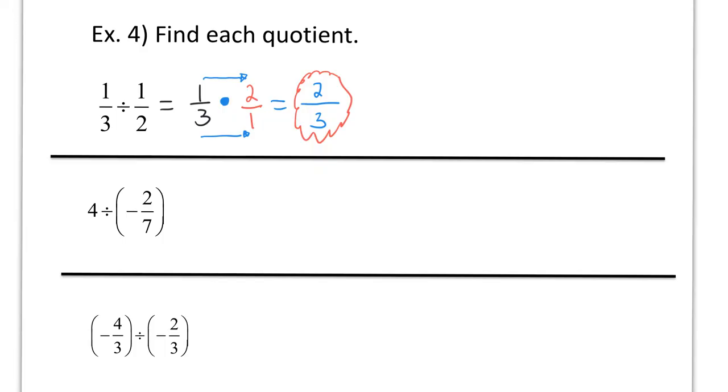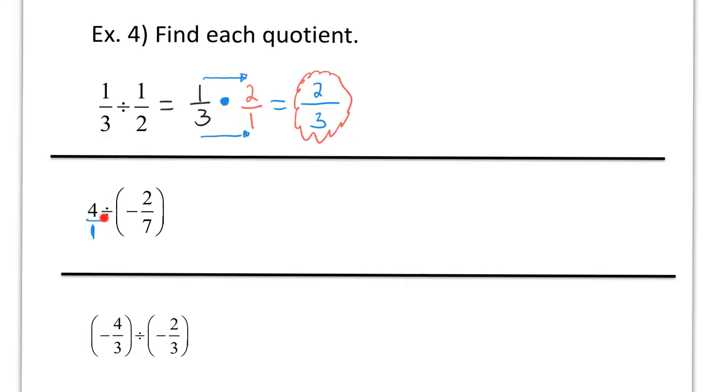Now the next one, you have a whole number, 4 divided by negative 2 over 7. So first of all, when you multiply, divide, add or subtract fractions, everything has to be a fraction. This 4 is not a fraction, so I need to make it a fraction. I put a 1 under the 4. That's how you make a whole number a fraction. Just put a 1 under.